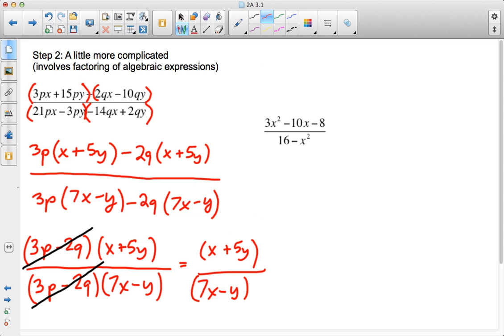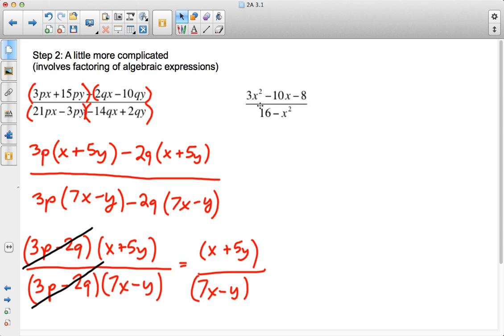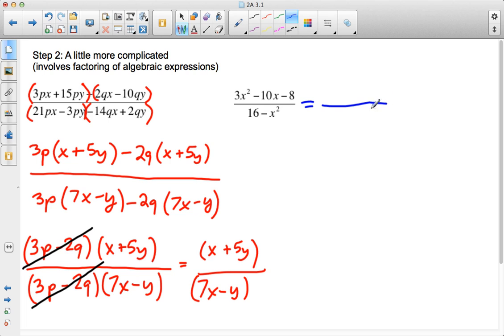Let's take a look at this last example over here. 3x squared minus 10x minus 8 over 16 minus x squared. First thing I want to do is change these into factored form. So I'll do the easy one first. I know my denominator is 16 minus x squared. It's a difference of squares. So that simplifies to 4 minus x times 4 plus x.